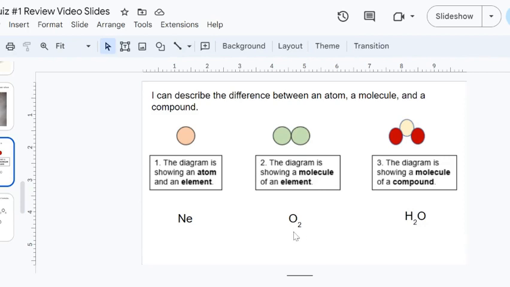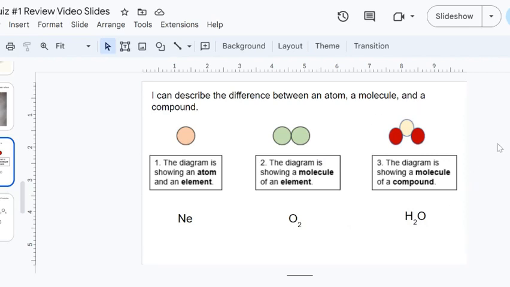The chemical symbol might look something like this. The element is oxygen, but the subscript of 2 tells us that there's at least two of the same type of atom. So when there's at least two of the same type of atom, we call it a molecule.